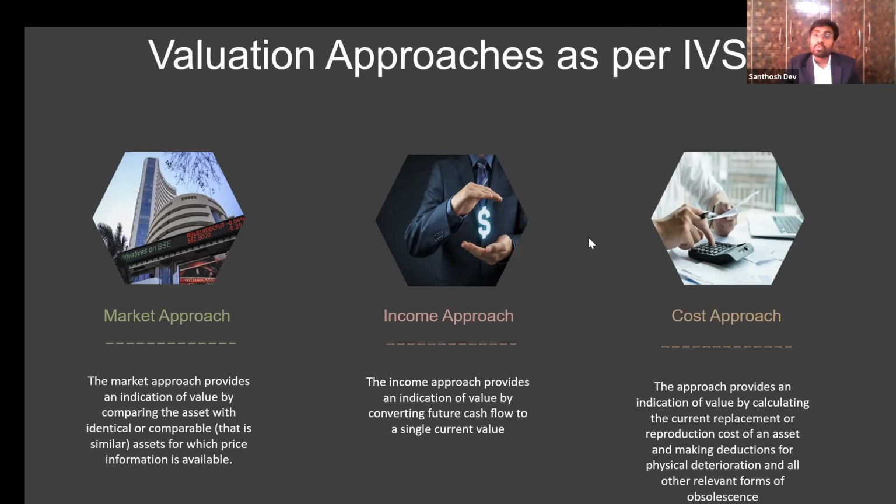Next comes the income approach. The income approach comes a little down the stairs because it also takes up market information, like your beta, risk premium, and the risk-free rate. But it also takes information generated by the company, the future projections of the company, which is internally generated information.